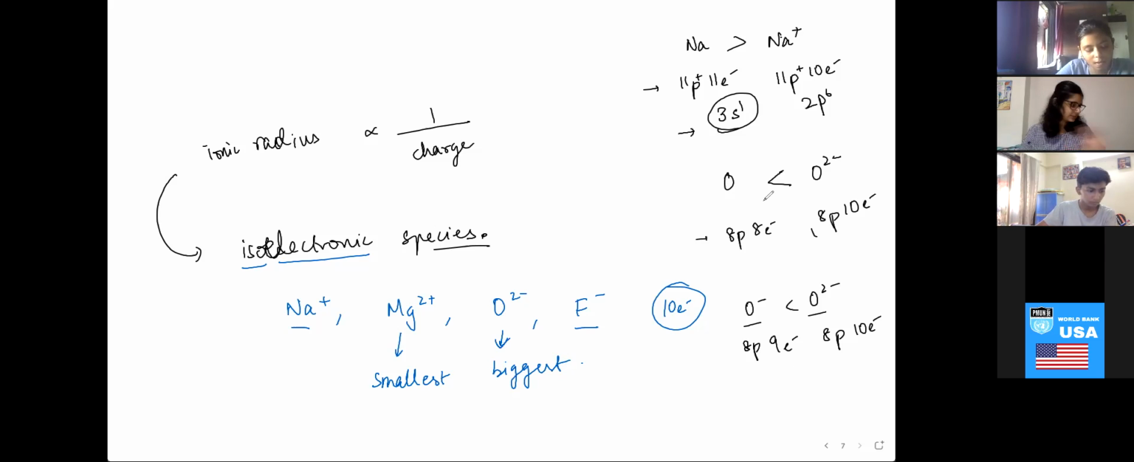Cool. That's it about comparing the atomic size, ionic size.